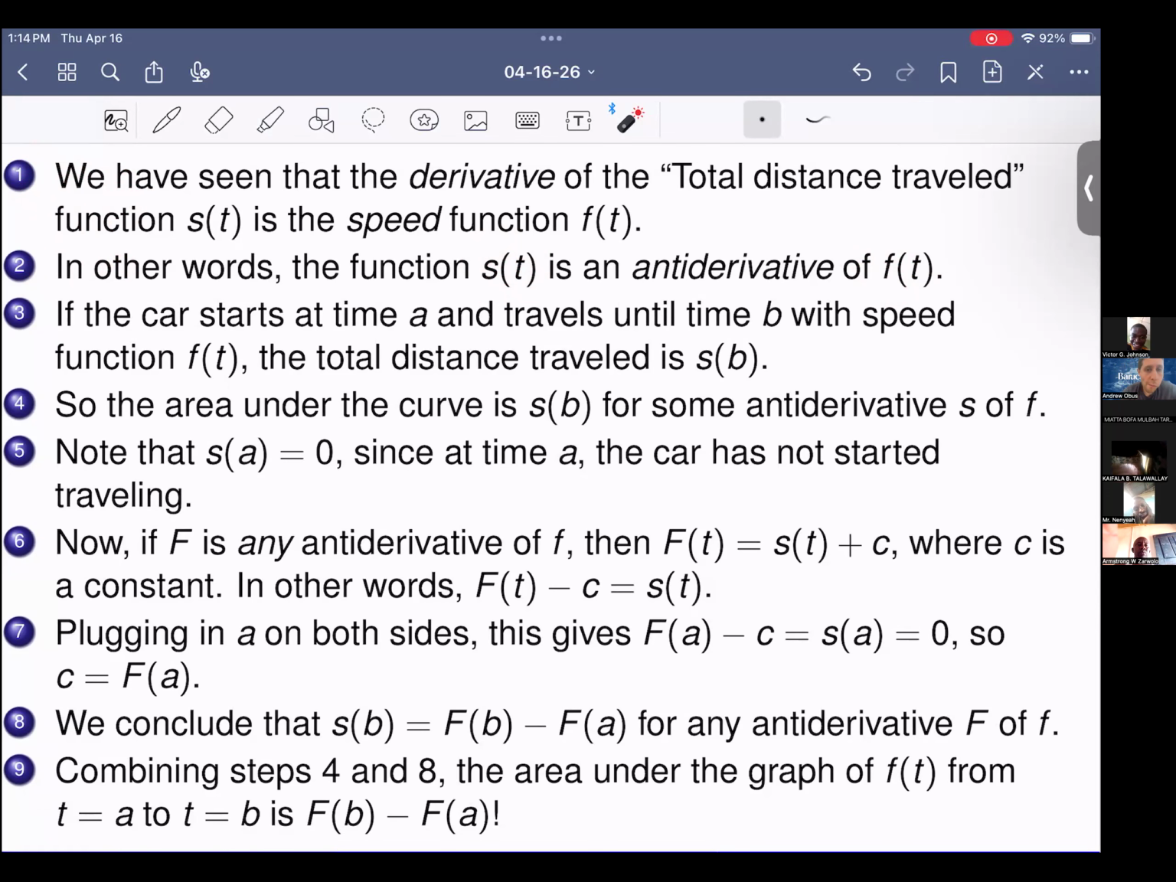Okay, great. Now point three, also going to be a pretty easy claim. If our car starts at time a and travels until time b, and its speed function is f of t, then the total distance traveled is exactly s of b, right? Because s is the distance function, and s of t is the distance it travels up until time t. And so if it's going to go up until time b, then s of b is the distance it travels up until time b. So this s of b represents the total distance traveled.